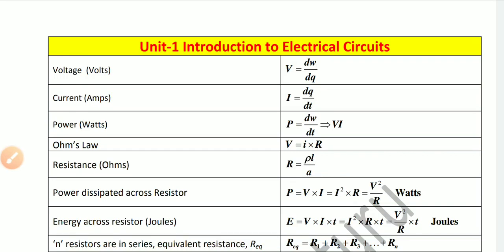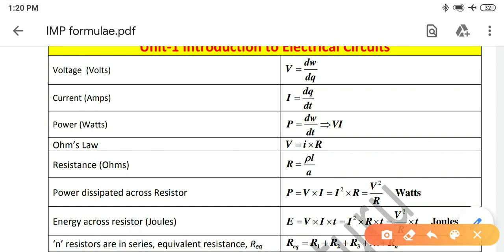In this video, I'm going to explain some important formulas for the subject Basic Circuit Analysis for Unit 1, Introduction to Electrical Circuits. The first formula is voltage. Voltage is defined as the work done by the charge. The formula is V is equal to dW by dQ. The unit for voltage is volts.